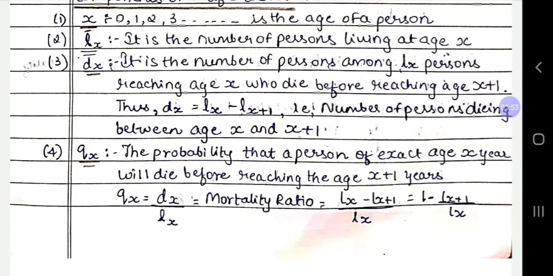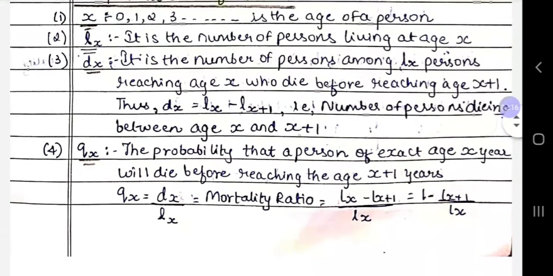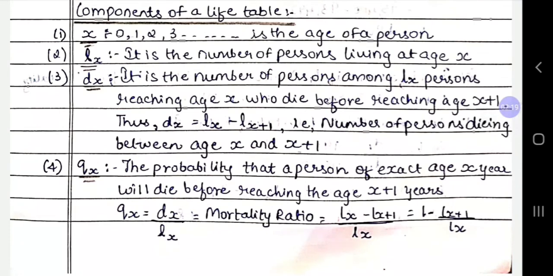So who and all are living at my age, that is 26, they will come under lx. And then dx, it is the number of persons among lx reaching age x who die before reaching age x plus 1. Thus dx is equal to lx minus lx plus 1, the number of persons dying between age x and x plus 1. Say the lifespan of a person is 100 years. The people who are dying before that age, before maturity, are called dx.